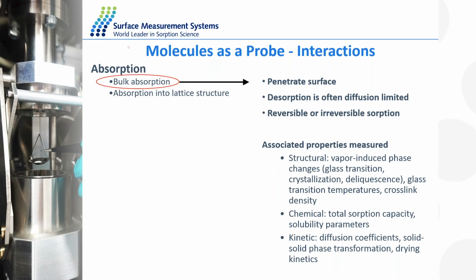So next we're looking at more bulk sorption. So these are the absorption properties. In this case, molecules tend to penetrate into the surface, and this penetration is often diffusion limited. So this can correlate to a reversible or an irreversible sorption. And again, we have a few properties that we can obtain from this kind of bulk absorption. We have structural properties, so we can have a look at the glass transition temperature, crystallization, and deliquescence. We can also understand total sorption capacity and solubility parameters.